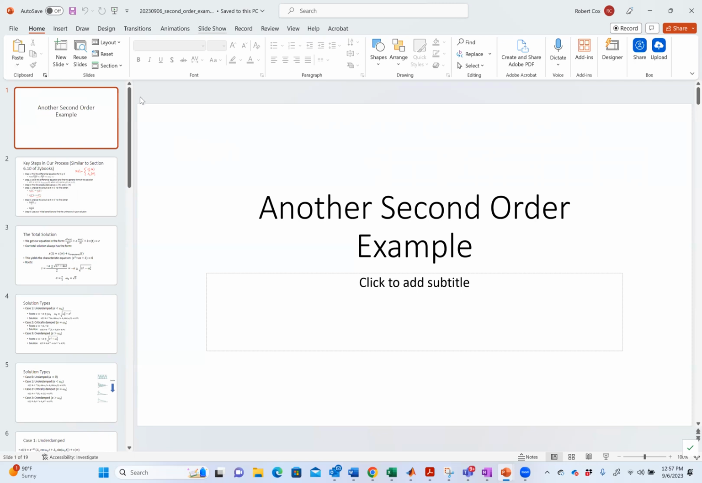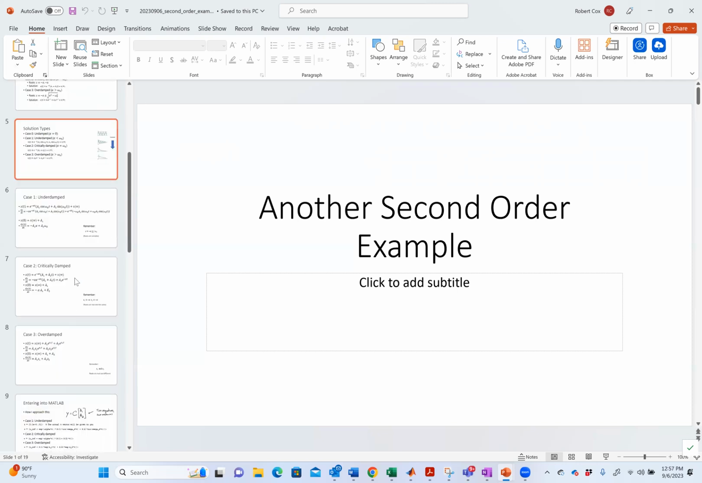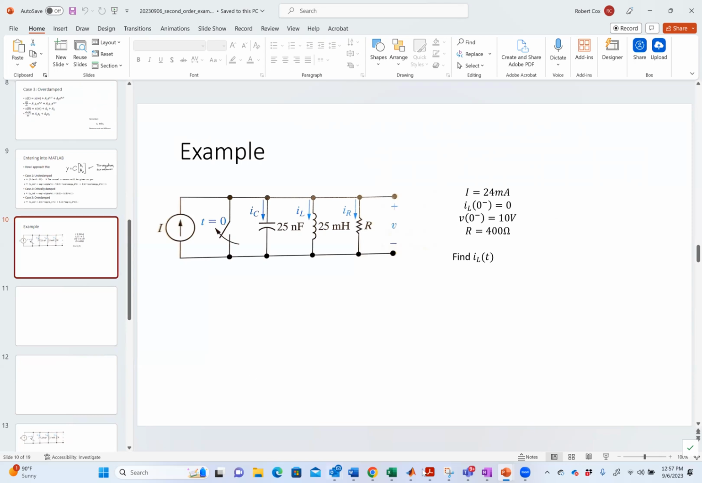The same basic stuff, but here's my circuit. This is pretty similar. If you've done your homework, this is the same circuit that you have in problem 3, except in problem 3 I ask you to solve for the voltage V across the capacitor. In this case, I'm asking you to solve for the inductor current. It can be similar but different. I'm told that the C value is 25 nanofarads, the L value is 25 millihenries, and the R value is 400.